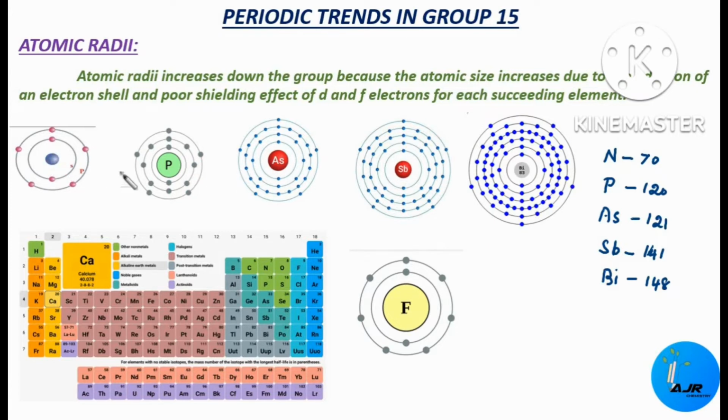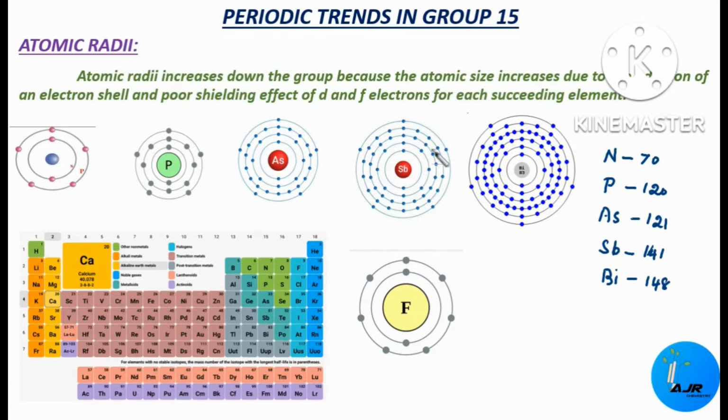The electrons will be loaded on the extra shells. See here, this is nitrogen and this is phosphorus. Here we are having two shells. For phosphorus, you are having 1, 2, 3, so extra shells are there. What's the atomic number of phosphorus? It is 15. Again for arsenic, it's going on increasing, more shells are there. So automatically the distance between the nucleus and the outermost electron will be increasing.